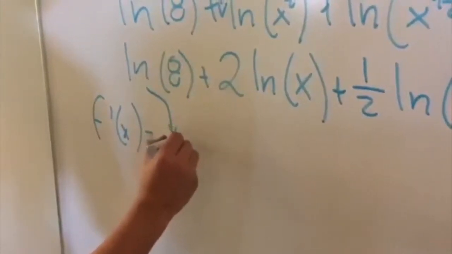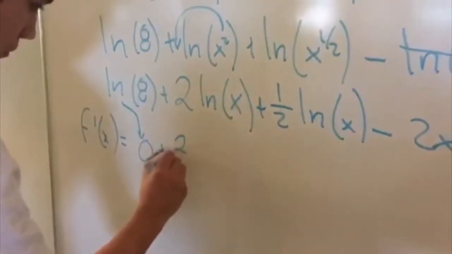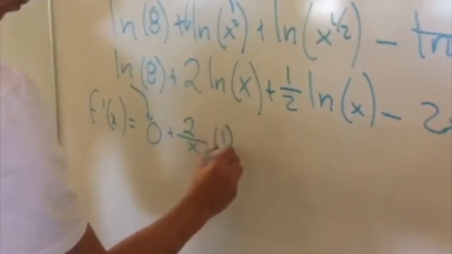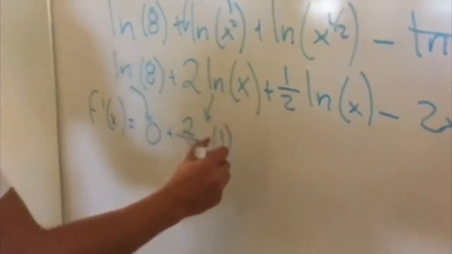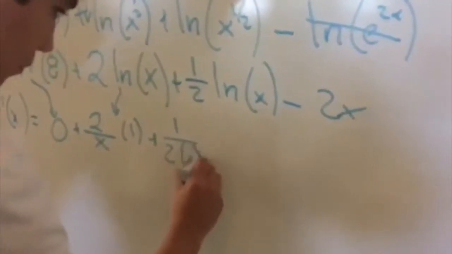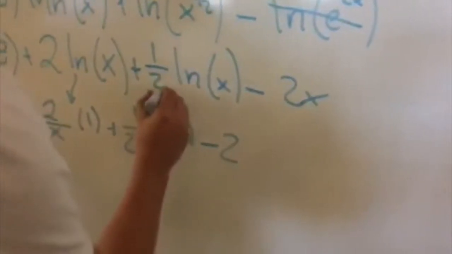Finally, after simplifying everything that we can, now we find the derivative. Considering that the derivative of the logarithm of any number is going to be 0, we're going to put 0 in our function, and we're going to carry on using the rules that we saw at the beginning of the video to find the derivative of the logarithms.